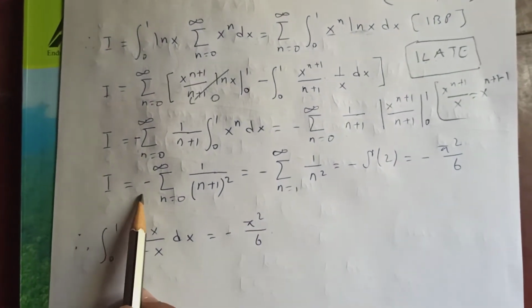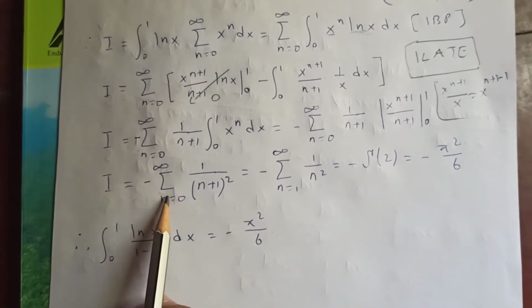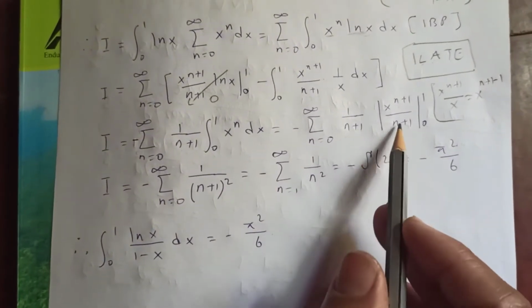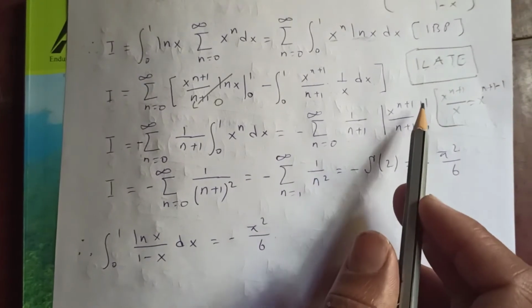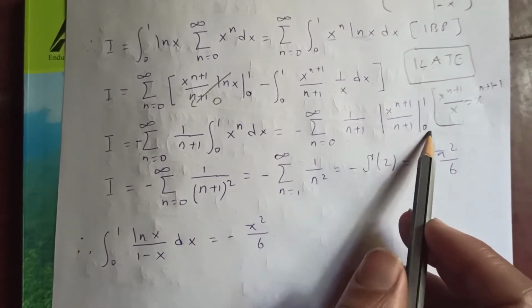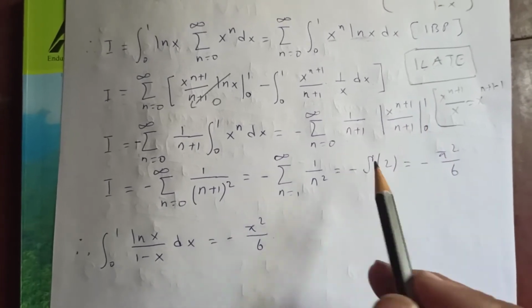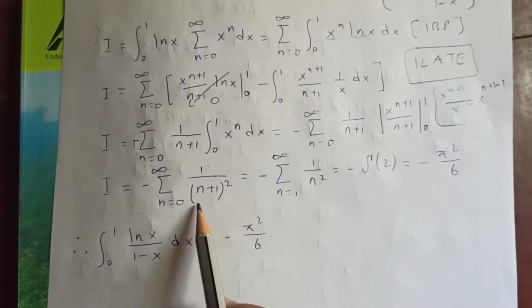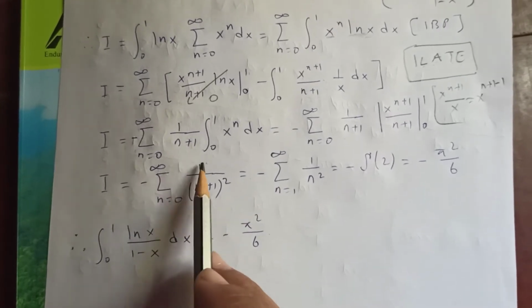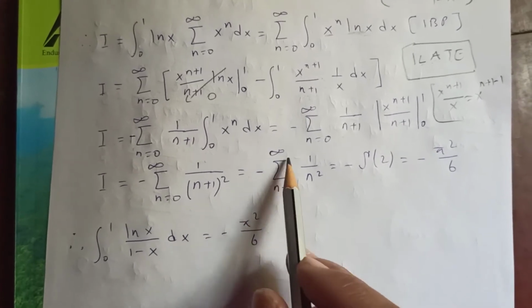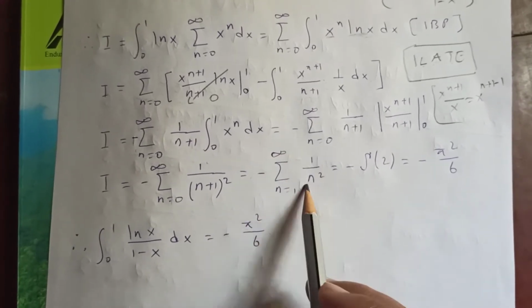So I is equal to minus the sum from n equal to 0 to infinity of 1 over (n plus 1) whole square, right? And here if you substitute 1 in place of x, this is 1 and 0 is 0, so we get only 1. Which is minus the sum from n equal to 0 to infinity of 1 over (n plus 1) whole square, which is the same as minus the sum from n equal to 1 to infinity of 1 over n square.